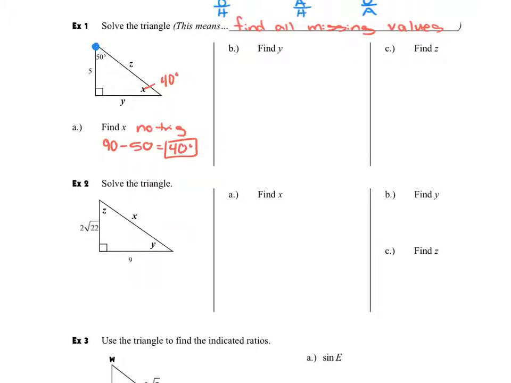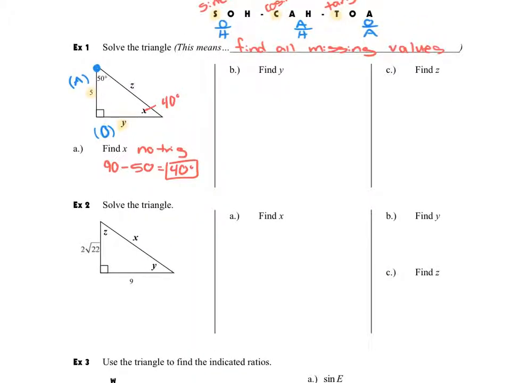So on this problem, I can see that I know the measure of this leg, that's 5, and I'm going to start by finding y. From my angle of 50 degrees, y is my opposite leg, so I'm going to label that as an O, and the 5 is the adjacent leg. Remember, we typically just call them opposites and adjacents. And then when we look at our SOH CAH TOA up above, the ratio that uses the O and the A is the tangent.